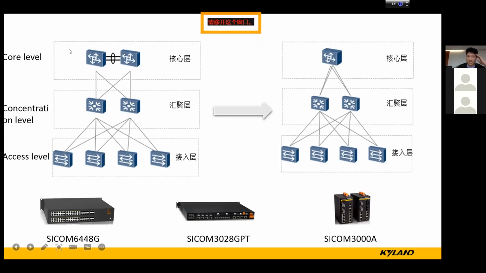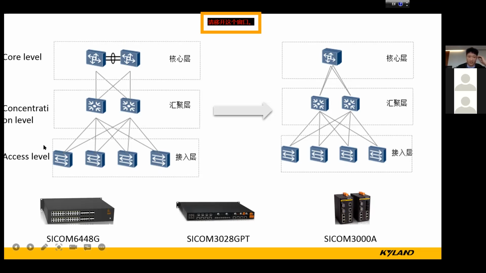And on the core level, there are two Silicon 6448G to form a redundancy group here. So it will be just like this one. And one will be active, and another will be non-activated.